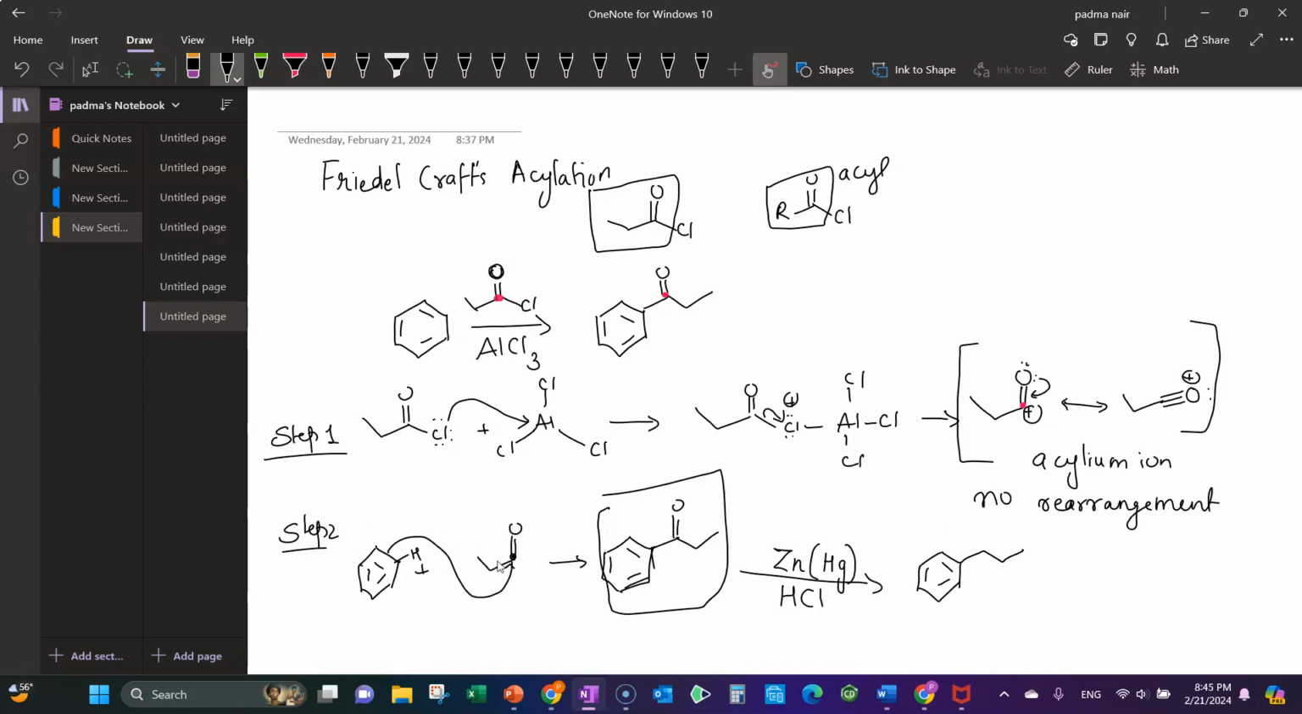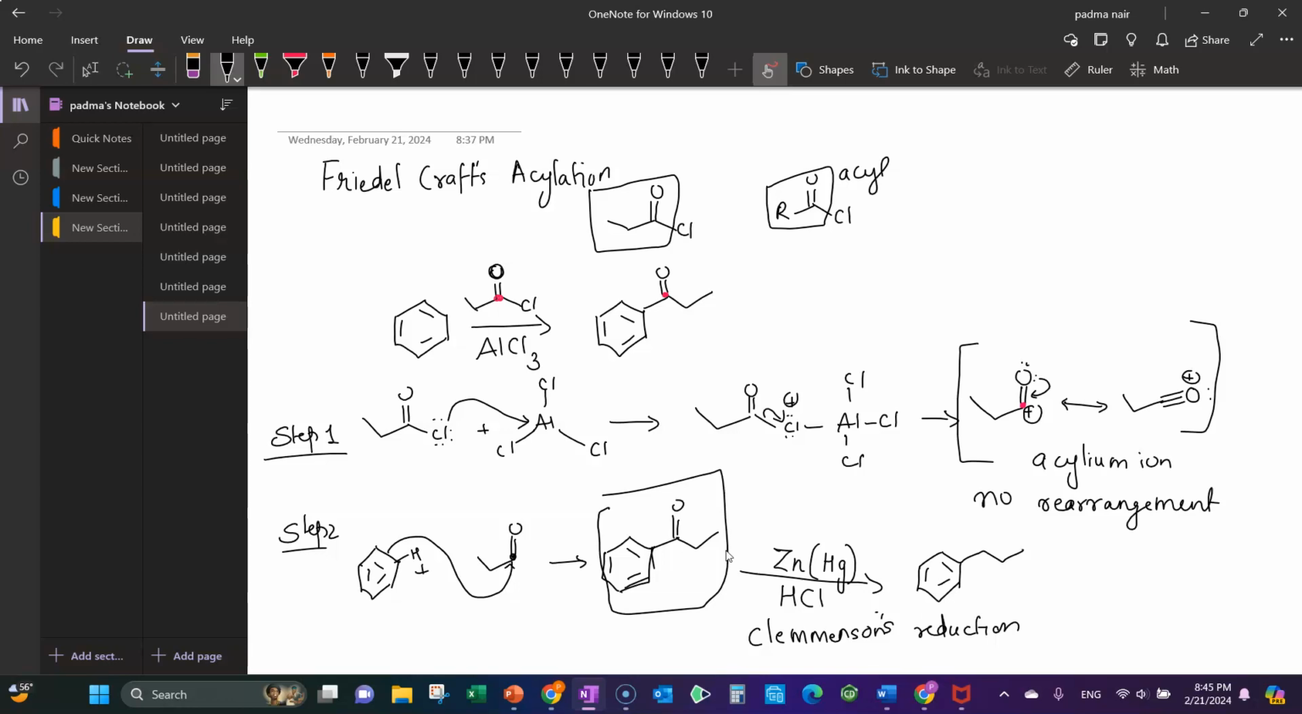It's a very useful method to avoid any rearrangements. So you can take benzene, use the acyl chloride to form this ketone, and then finally do the Clemmensen reduction. This final reaction is called Clemmensen reduction. That's how you can get the propylbenzene.